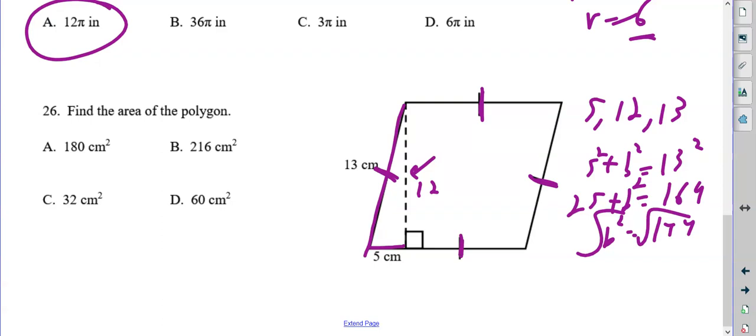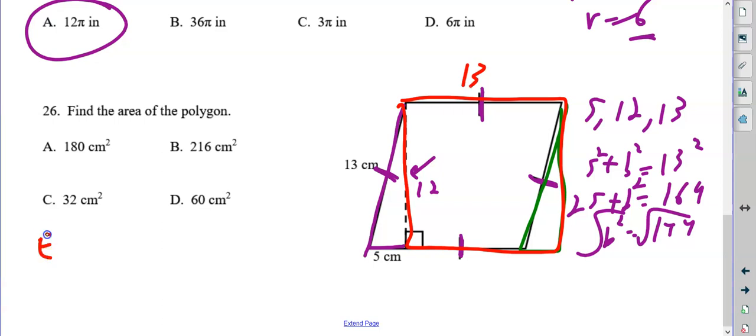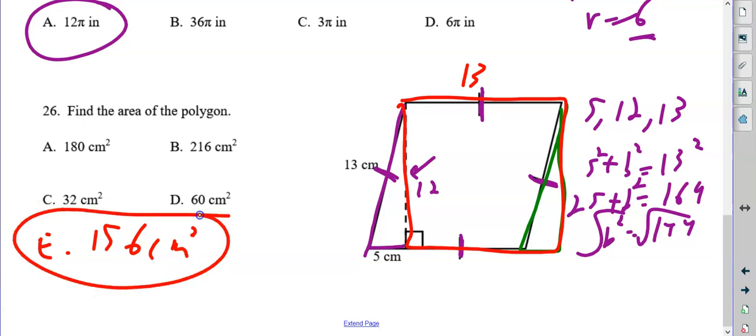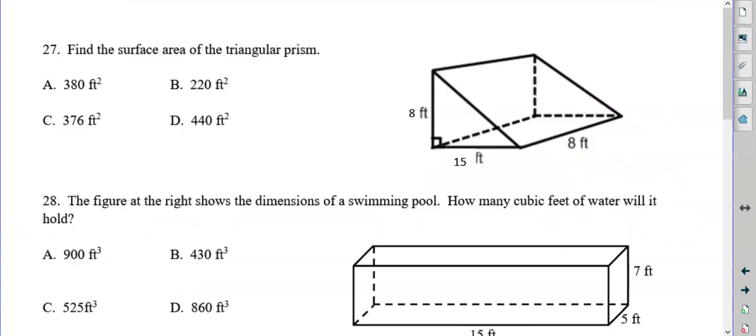So there's an error on this one because the answer is not actually over there. So remember, we could actually take this, horribly drawn, and move it over here and make this basically into a rectangle with a height of 12 and a base of 13. So the answer should be actually E, 156 square centimeters. Okay. So, whoopsie, it happens.